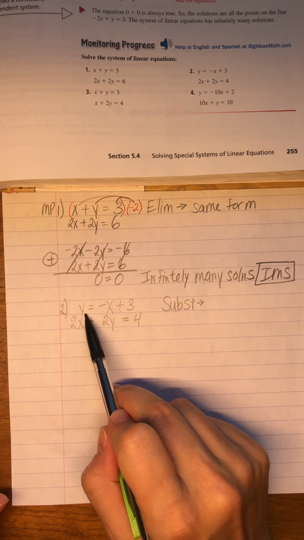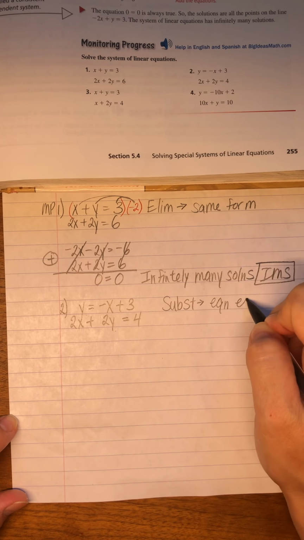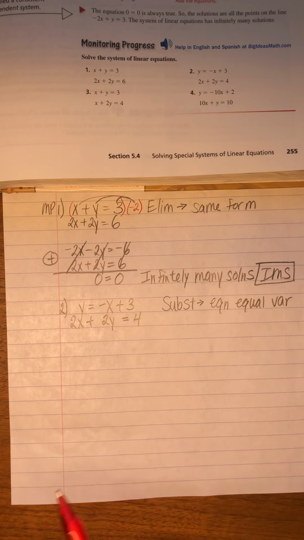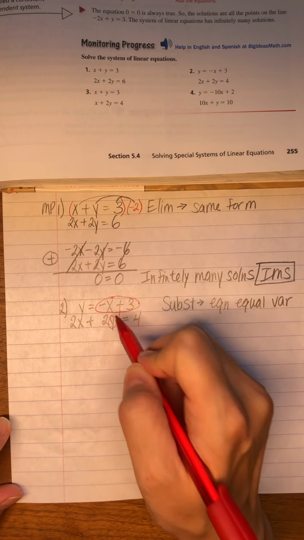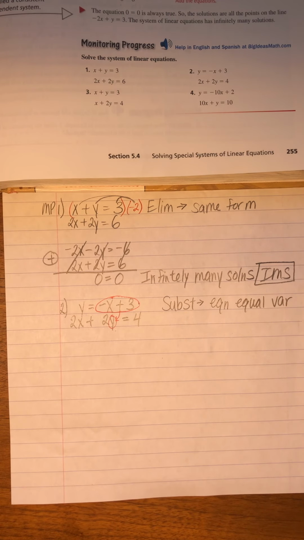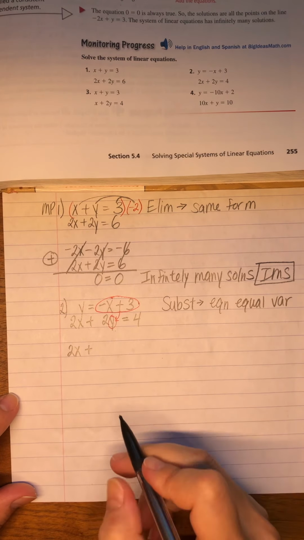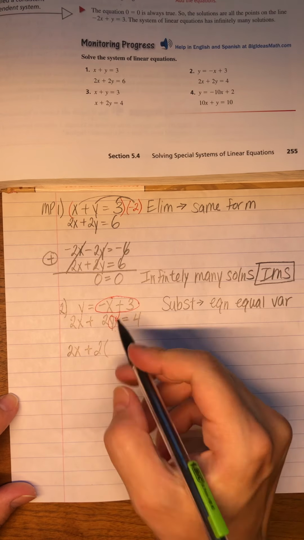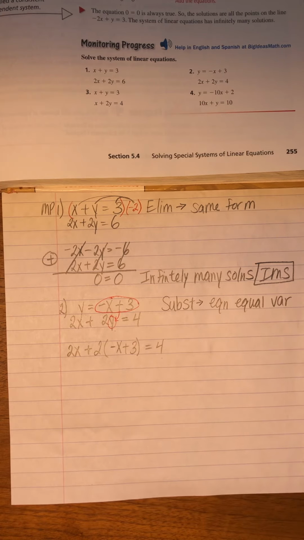That's what I want when I use substitution. So because this equation is equal to a variable, I can take that expression of what y is equal to, and I'm going to plug it into this equation for this y. So let's substitute it in. We're going to keep the 2x plus 2 times the quantity of what y equals, negative x plus 3, and then equals 4. Let's solve this equation.